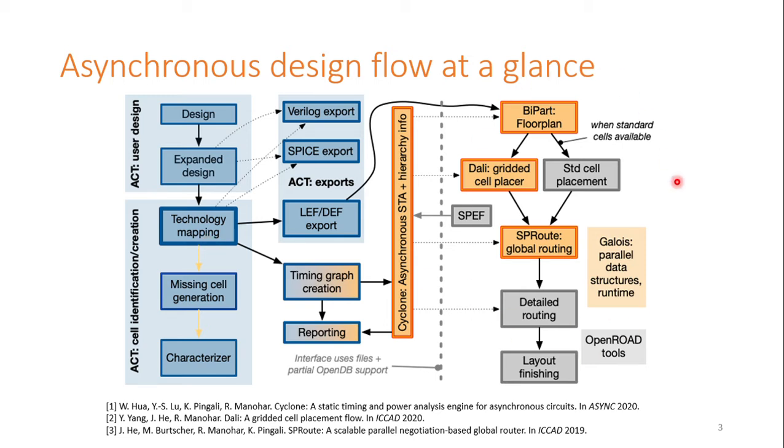Now let's go through physical design tools. We do floor planning by using ByPart, a min-cut multi-level graph partitioner and floor plan partitioner. We do placement by using DALI for gridded cells and using any off-the-shelf placer for standard cells. We do global routing using Sprout. And for detailed routing and layout finishing, we use any other third-party tools.